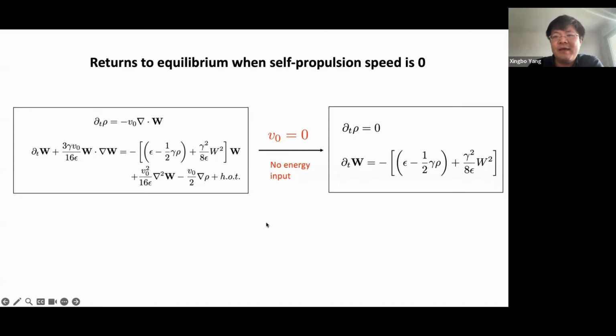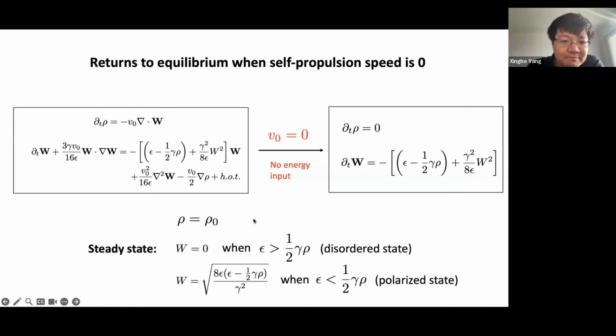And now you say, I'm at steady state, so all the temporal derivatives go to 0. And you can solve for this very simply. You can literally take a pen and pencil right now and derive this, where first you would have a homogeneous density field from the first equation. And then you can predict there will be two different phases in terms of the polarization field.